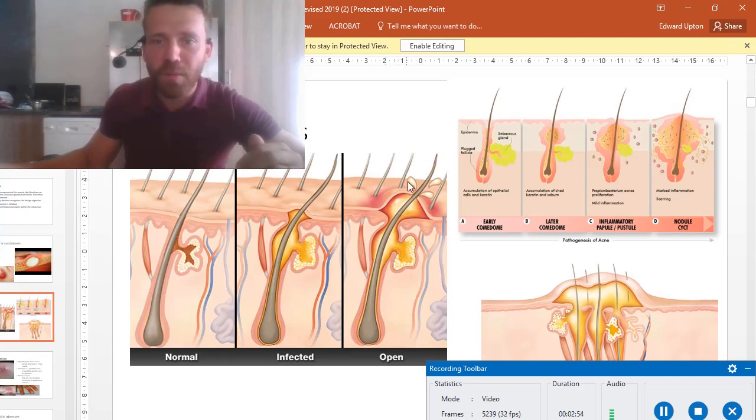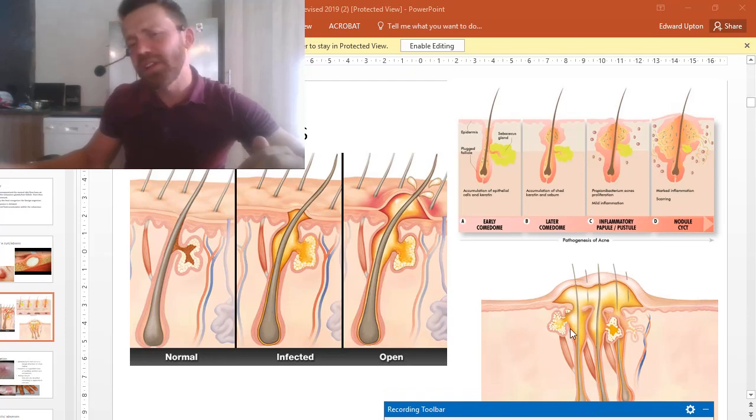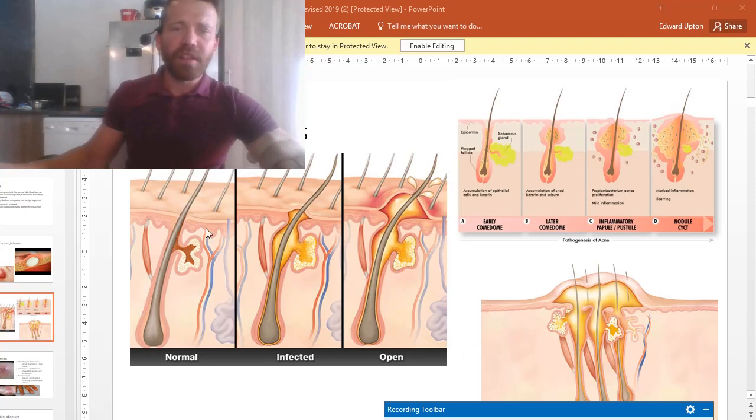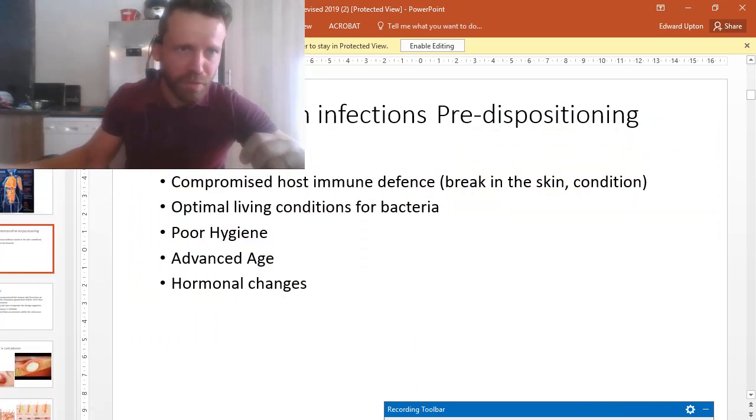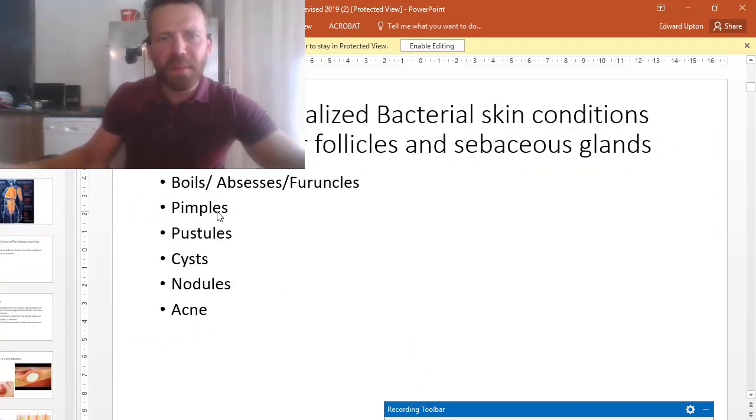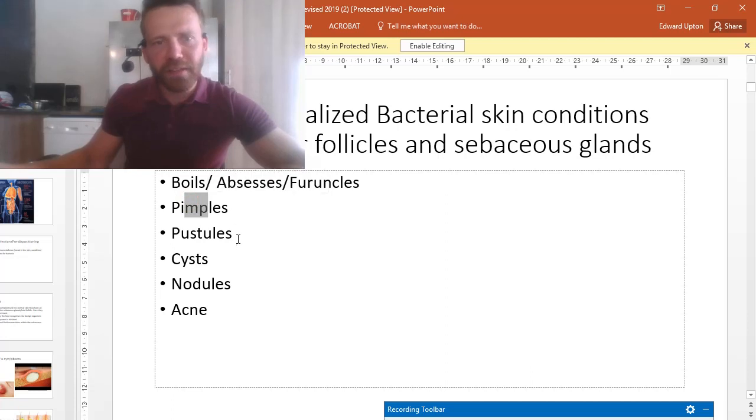So this is an example of a closed comedone. Or you can get something like this, but I'll go into that a little bit more later. So this is how a cyst starts. Remember, if I go back to this slide here. Oh, no, wrong slide. This slide here. Oh, maybe this is how a pimple starts. But a pimple can turn into an abscess, can turn into a furuncle, can turn into a boil, can turn into a pustule, can turn into a cyst, can turn into a nodule.